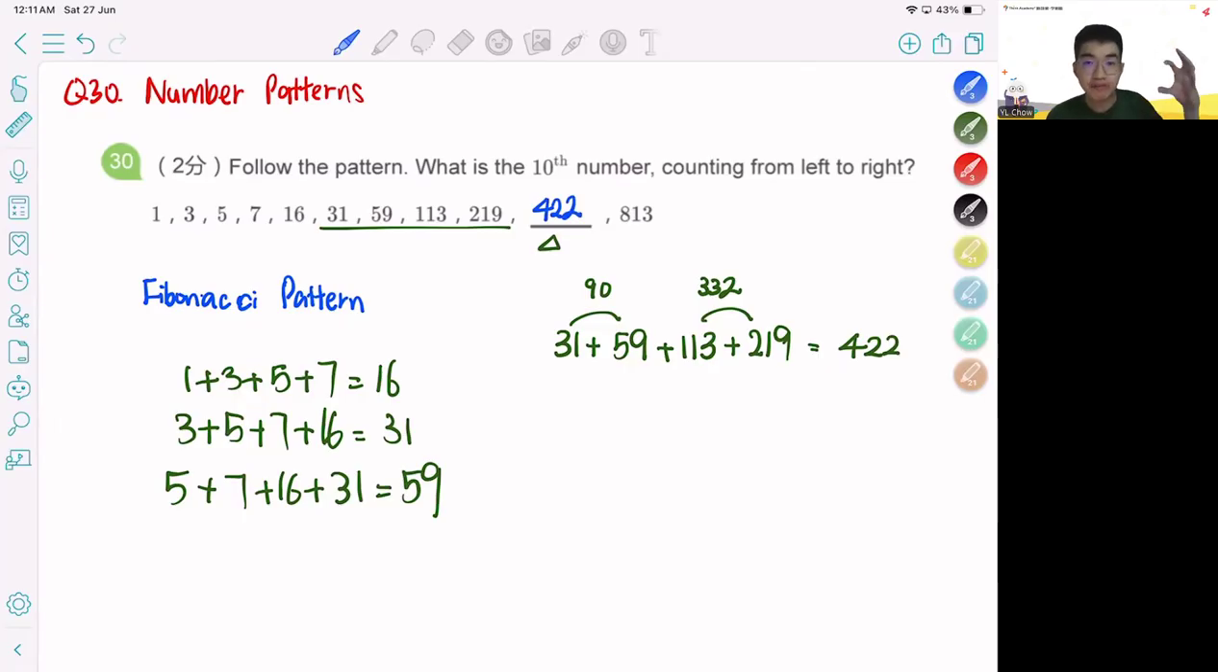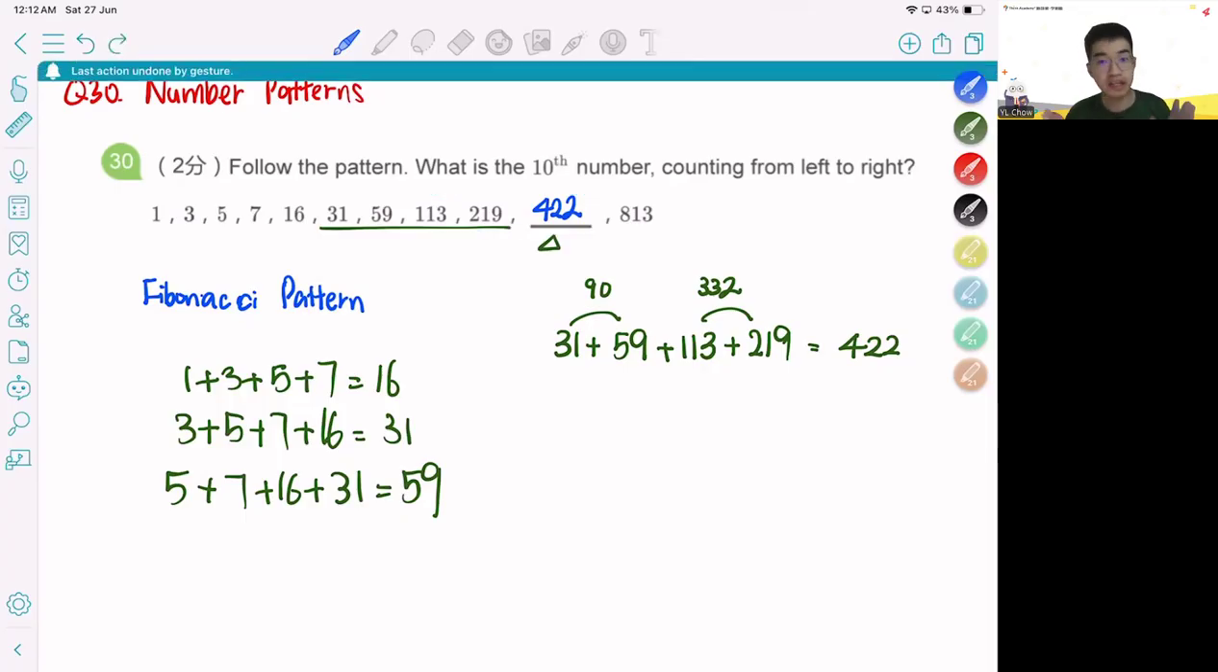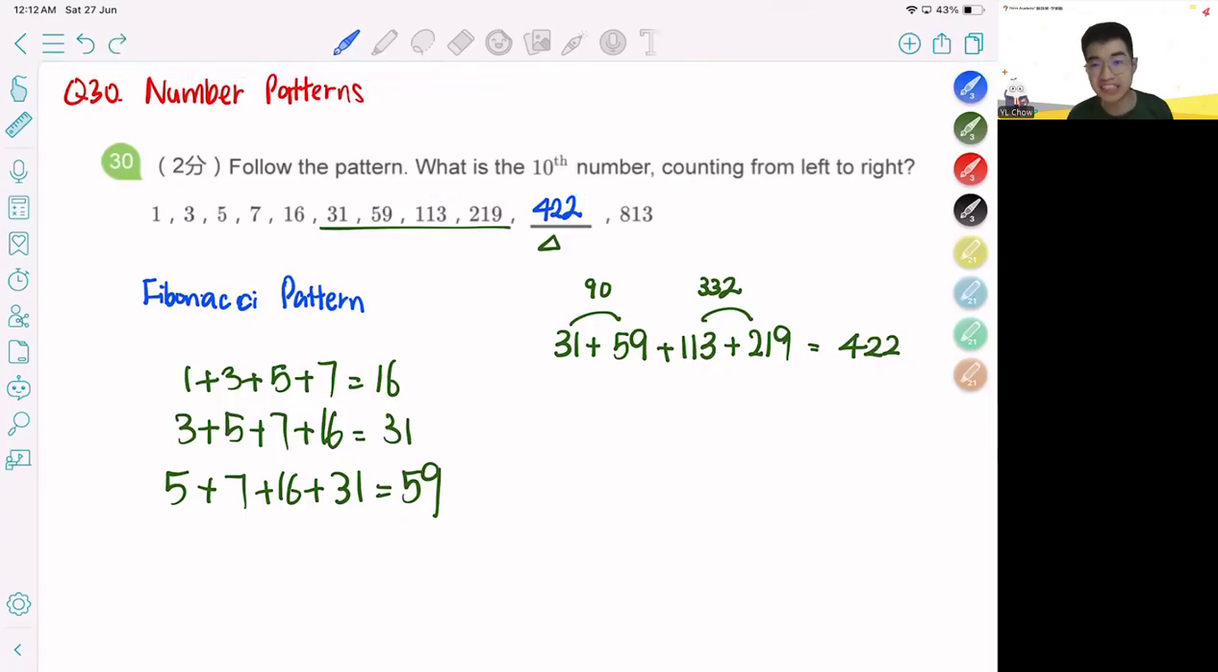All right, now of course, you want to check your answer to see if the pattern really works. So what you can do is take the next four numbers here, 59, 113, 219, and 422. Add them up and see, will they give you the number 813? If they do, that means your answer is correct. The pattern that you figured out is correct as well. Okay, now with that, that is question 30, a lighter one.